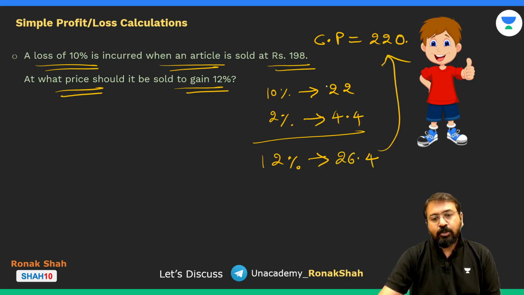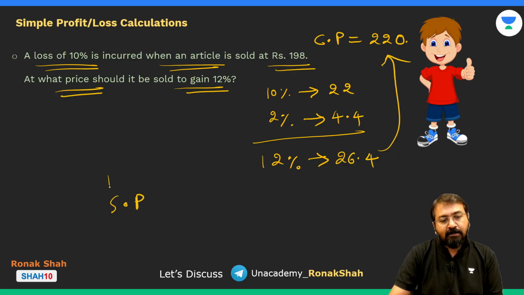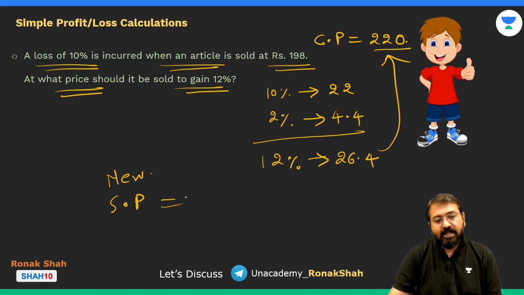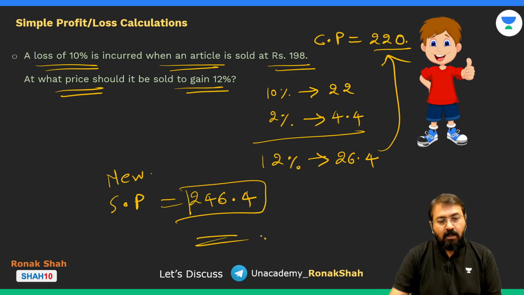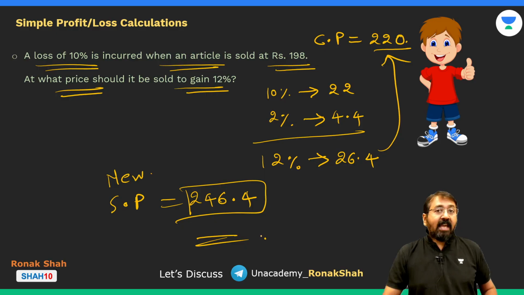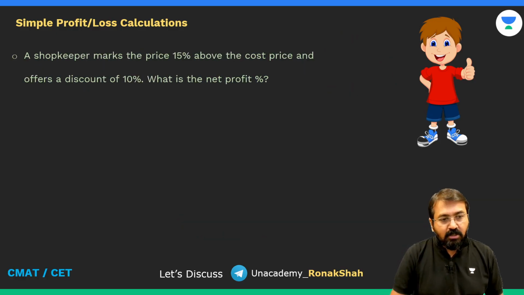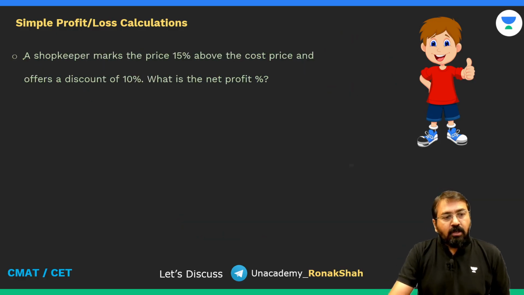So just add it over here. So my final new selling price to gain 12% should be 220 plus 26.4, that is 246.4 rupees. Make sure you're not committing any silly mistakes in the calculation. Okay, chalo, let's look at this one.